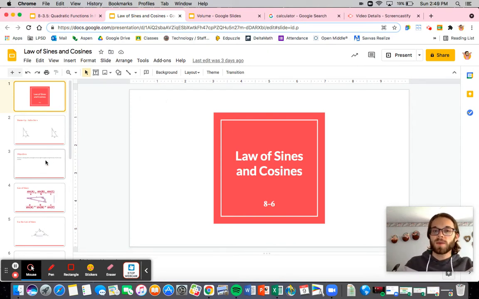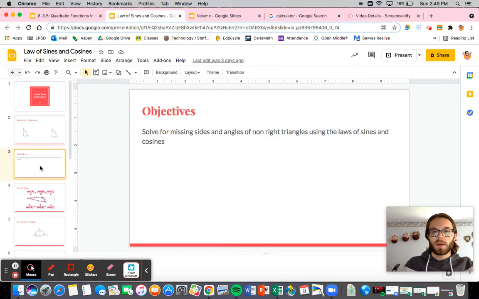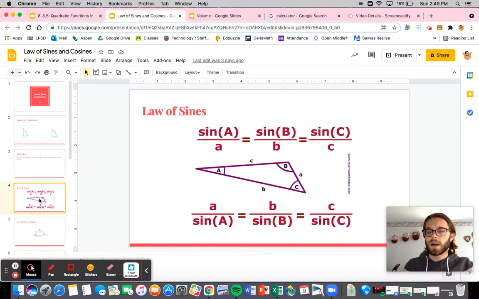In terms of what we're doing, we're going to be solving for missing sides and angles of not necessarily right triangles, using the law of sines and cosines. You could use the law of sines or cosines for right triangles, but in general, you usually just use the regular trig properties for that, so you usually don't bother. But there's nothing saying you can't. All right, so what is the law of sines?